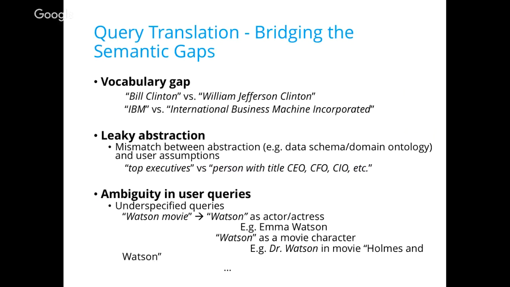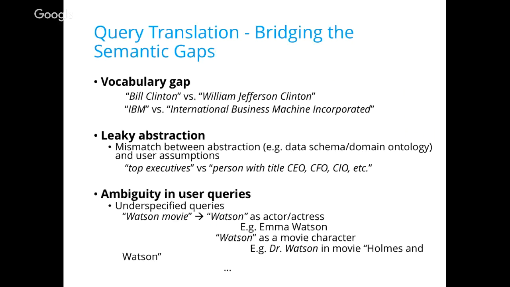Another major thing with natural language query, as with supporting any type of query, is the vocabulary gap. When the user issues a query, it may be in a term that does not really exist in the database. For example, if I ask about Bill Clinton, it's a person name, but in my database it could be his full name. The same thing with IBM: in my database, it could be International Business Machines. So how do you identify the gap between the user query and the database and try to bridge the gap?